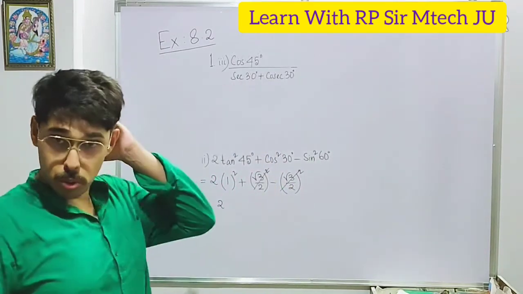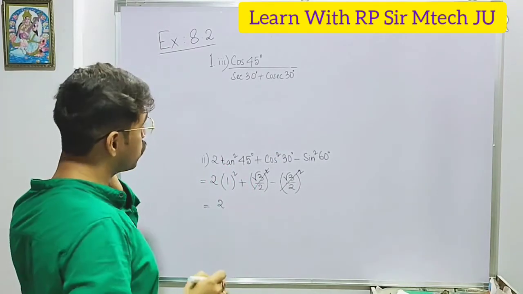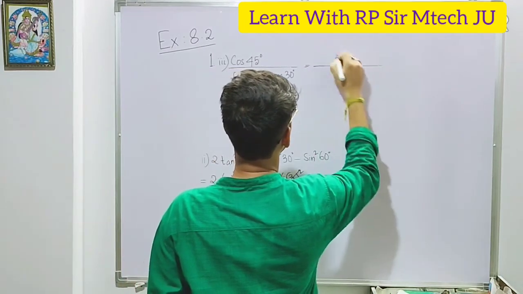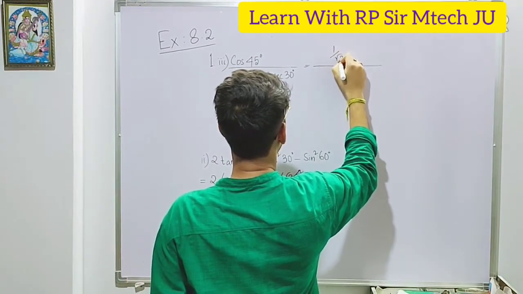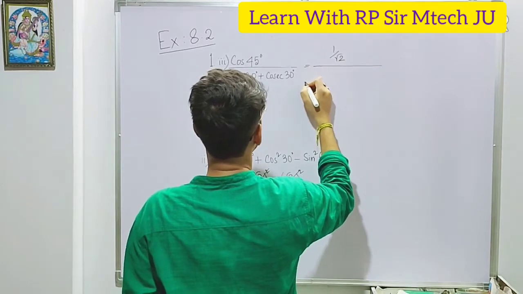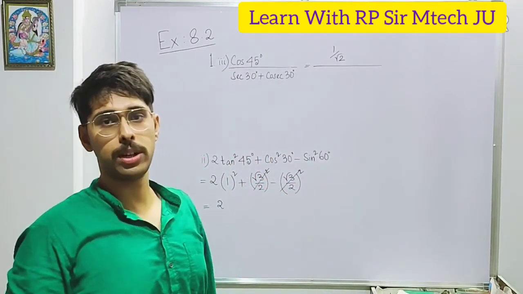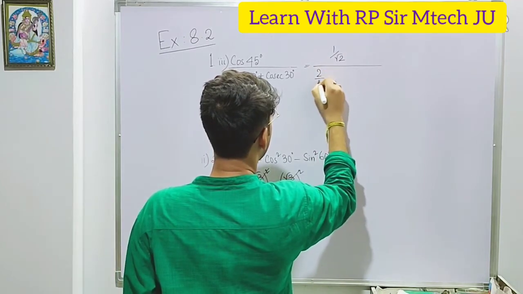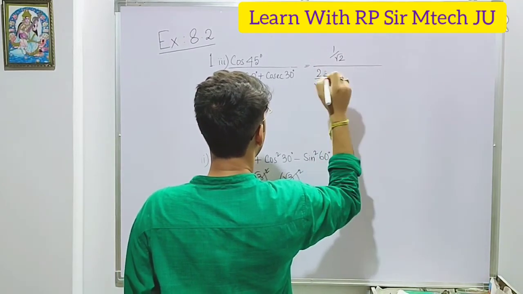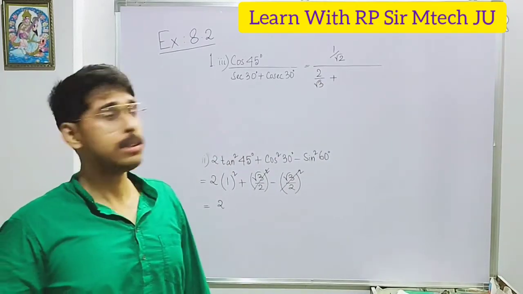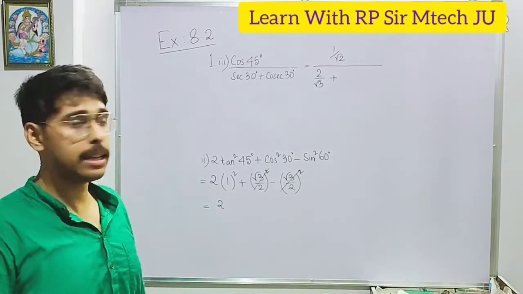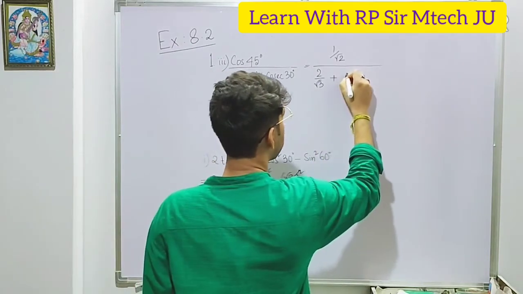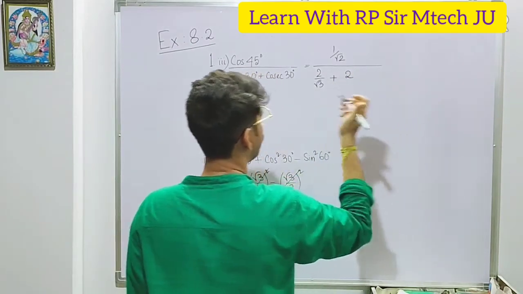Okay, so to do this particular problem, what we need to do? We need to unlock the value. So cos 45, that is 1 by root 2. Sec 30 is 1 by cos 30. Cos 30 is root 3 by 2. So sec 30 will be 2 by root 3. Cosec 30 will be 1 by sin 30. Sin 30 is half. So cosec 30 will be 2. Now we are going to evaluate the values.